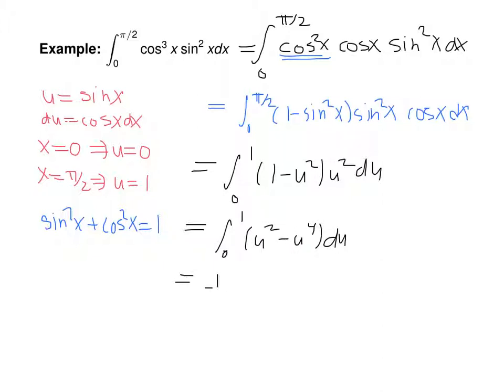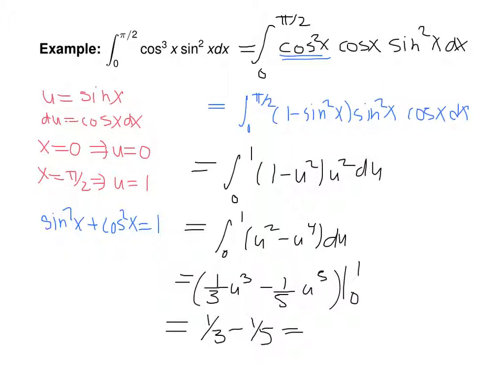So that will be 1/3 u to the 3rd minus 1/5 u to the 5th, evaluated from 0 to 1, which gives us a third minus a fifth, which works out to be 2/15.